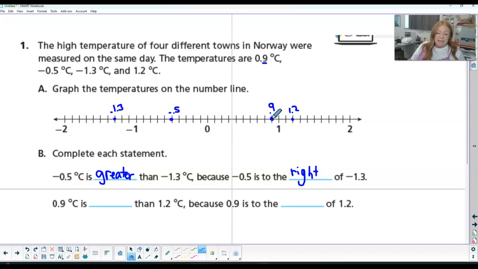So now we're comparing 9/10 and 1 2/10. 9/10 is on the left, so it is less than 1.2, and we know that because 0.9 is on the left. The one on the right is 1.2, so that one would be greater.